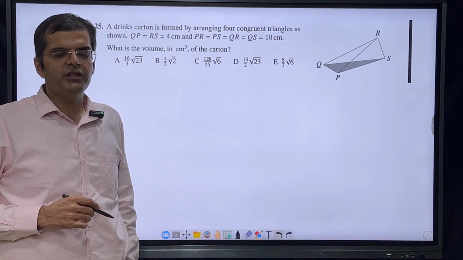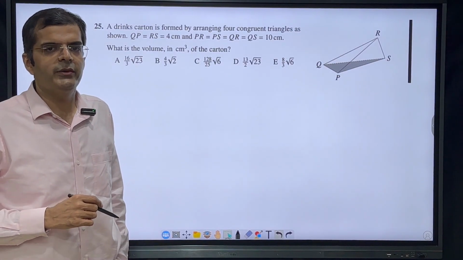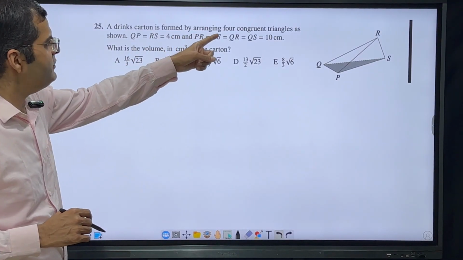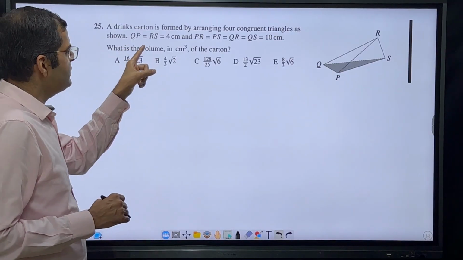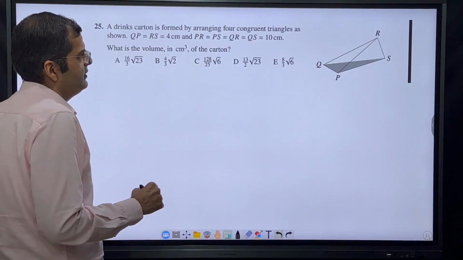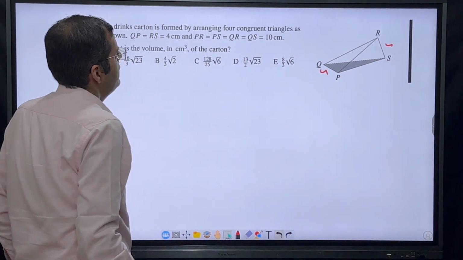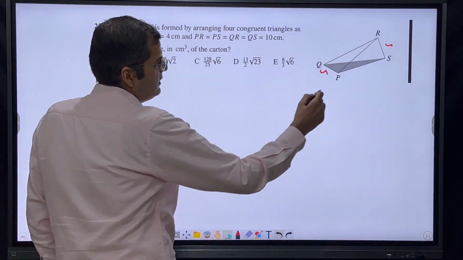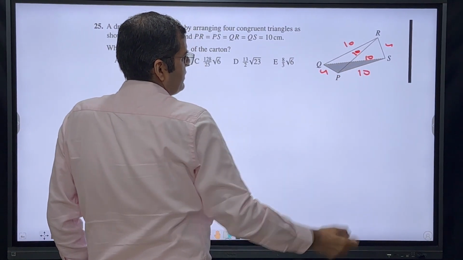This is the 25th question of UKMT Senior Mathematical Challenge exam for year 2022. Question says a drinks carton is found by arranging four congruent triangles as shown. QP is equal to RS equal to 4 centimeter. So QP is 4, RS is 4. And PR equal to PS equal to QR equal to QS is 10 centimeter. So this is 10 here, this is 10 here, this is 10 here, and this is 10 here.